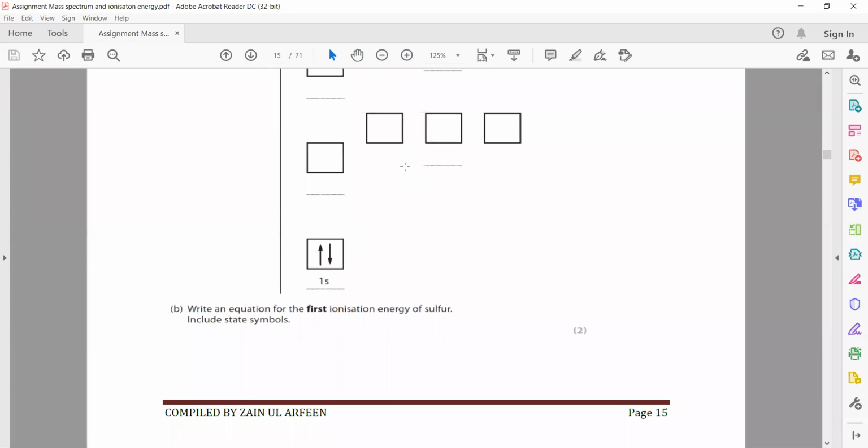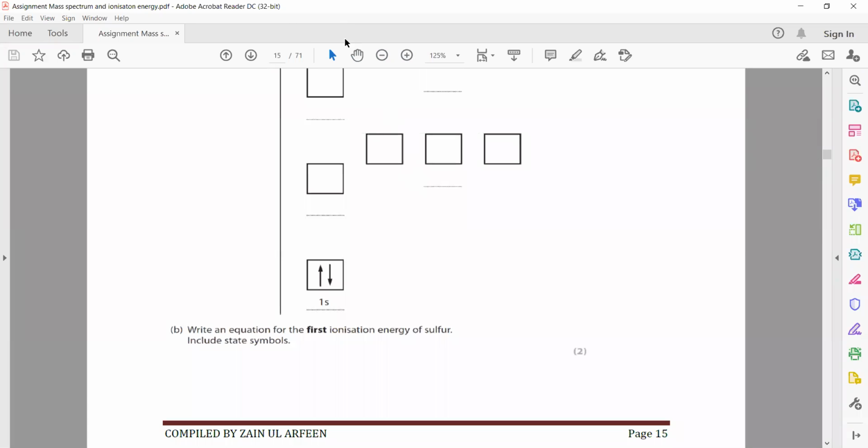Write an equation for the first ionization energy of sulfur, include the state symbol. So first ionization energy is the energy required to remove an electron from a neutral gaseous atom. So sulfur in a gaseous state, we supply energy, so it will form a sulfur ion in a gaseous state by loss of an electron. We call that the first ionization energy.